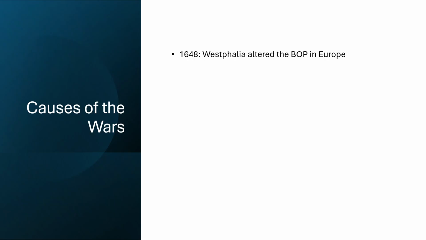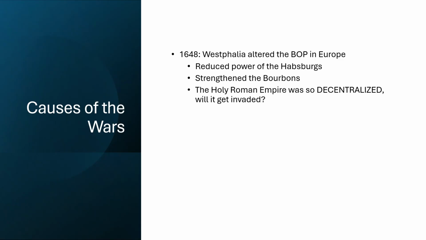In 1648, Westphalia, we've already talked about, altered the balance of power. We know that the French Bourbons became the most powerful group. We know that when the French Bourbons become the most powerful, the balance of power will turn against them, and that's going to be really important. Talk a little bit about that.